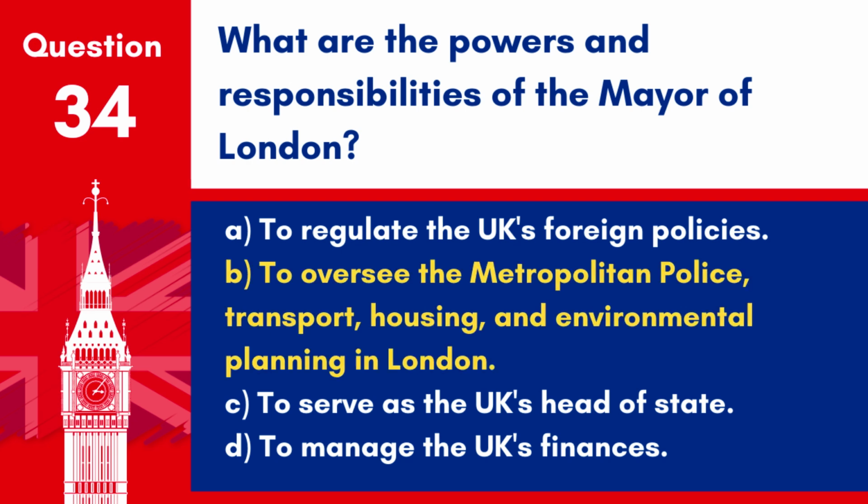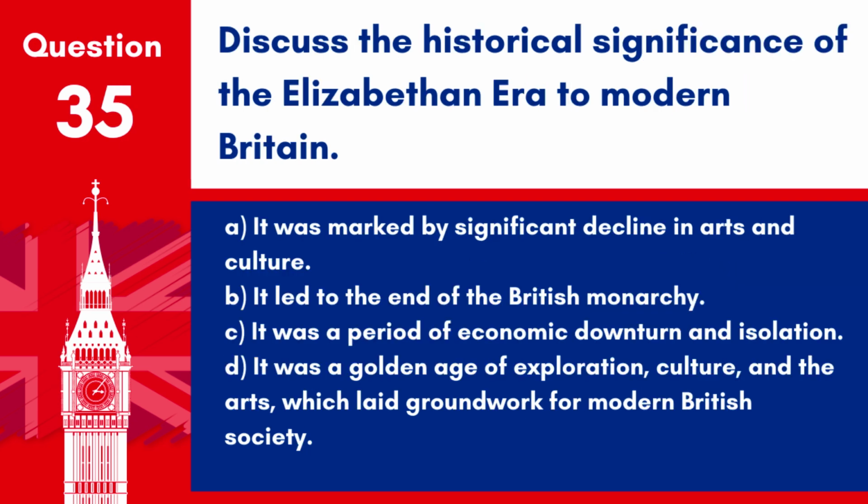Answer: B. To oversee the Metropolitan Police, transport, housing and environmental planning in London. The Mayor of London holds significant responsibilities related to the governance of the city, including public transportation, police services and urban planning.